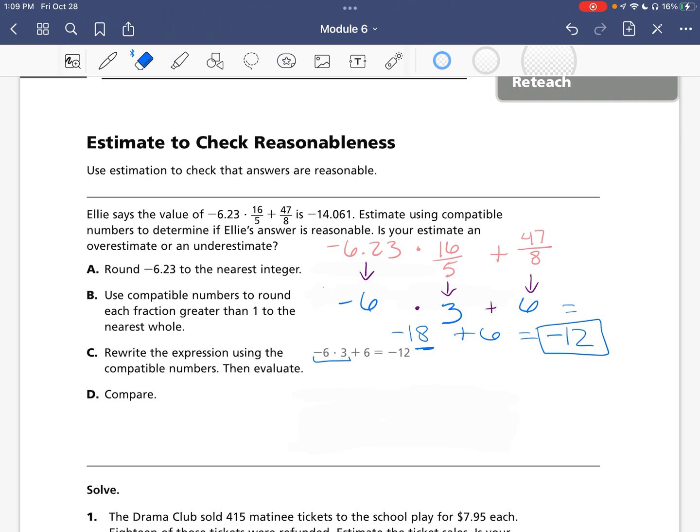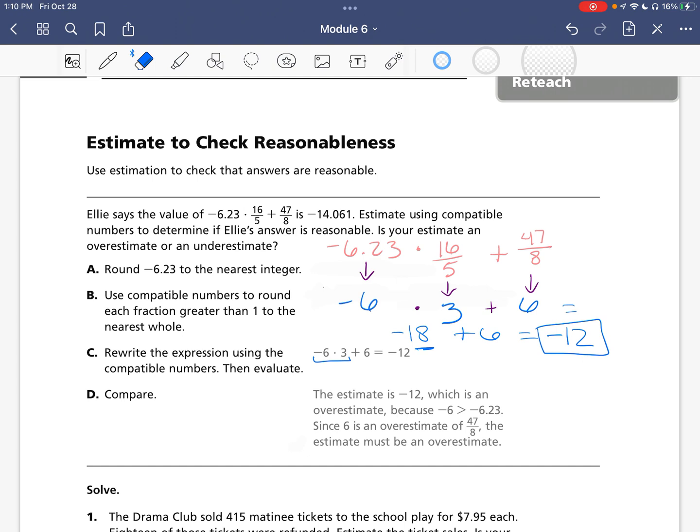It's an overestimate because -6 is greater than -6 and 23 hundredths. So remember, the negative side of our number line, think of it backwards. -6 is larger. You're closer to 0, closer to those positive numbers. And since 6 is an estimate of 47/8, the estimate must be an overestimate because all of these are rounding up. We're rounding up.